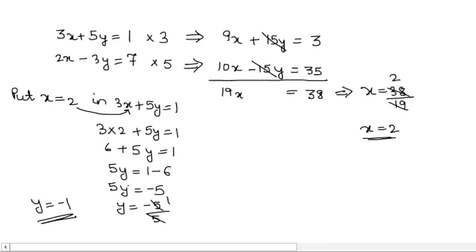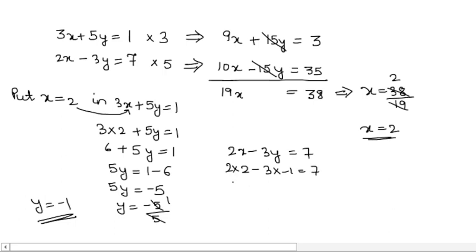Now how do you know if your answer is correct? What you can do is you can substitute both your values of x and y in equation number 2. So when I substitute the values in equation number 2, let's see what we get. So 2x minus 3y is equal to 7 is my equation. So 2 times, in place of x I substitute 2, minus 3 times, in place of y I substitute negative 1, is equal to 7.